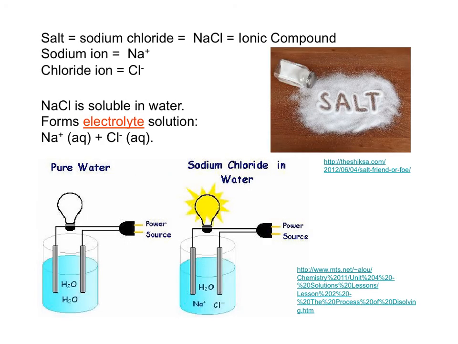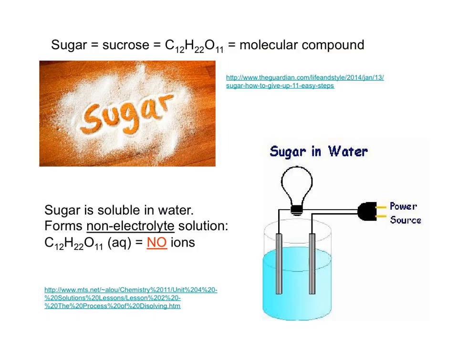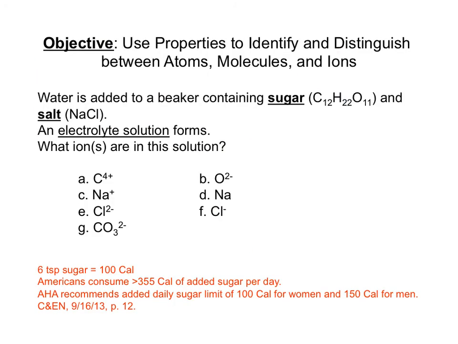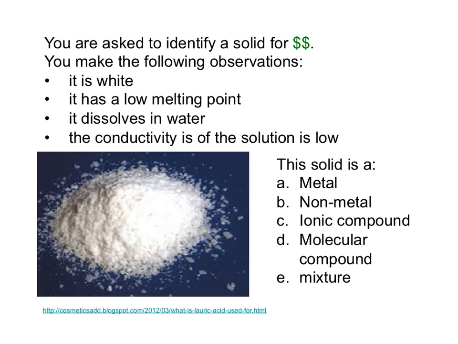Here's the reason. Salt is an ionic compound which consists of a sodium ion and chloride ion. When salt dissolves in water, the ionic bonds between sodium and chloride break and separate into ions to form an electrolyte solution. Sugar is a molecular compound. When sugar dissolves in water, no ions form, so the light bulb will not light. To review, sugar and salt are added to water to form an electrolyte solution. Stop the video and identify the ions in solution. And the answers are: you can make some money by identifying a substance.